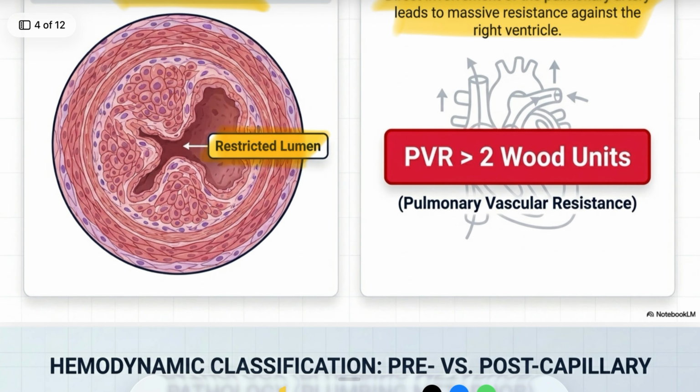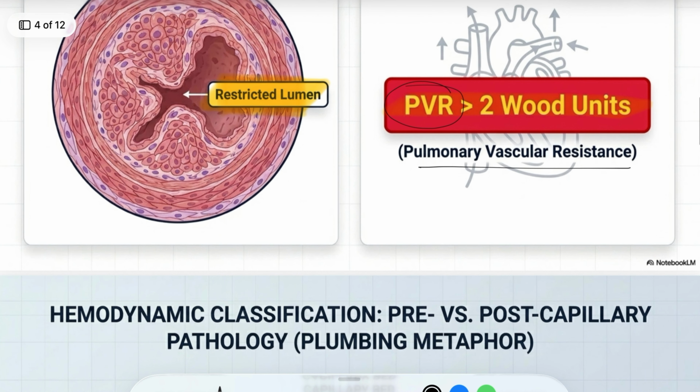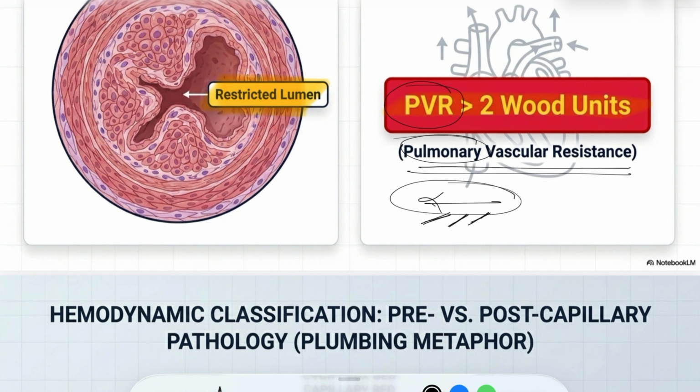So where it will give PVR will be more than 2 Wood units. PVR, not movie, it's pulmonary vascular resistance. If blood is moving like this, it has to be given some resistance opposite to that blood flow. Since this happens in a pulmonary vessel, we call it pulmonary vascular resistance. You have to remember one more magic number, it's more than 2 Wood units.